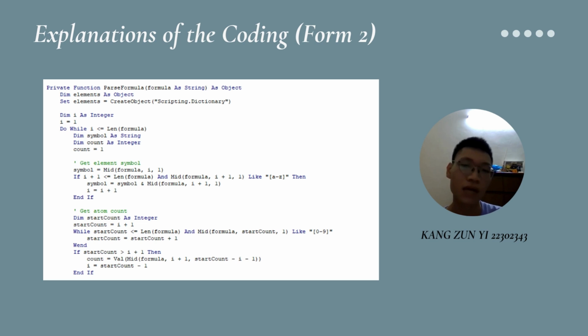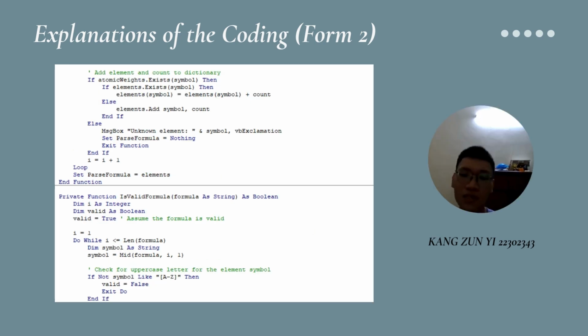The function checks the identified element against the predefined atomic weight list to ensure it's valid. If the element exists, it adds the element and its count to the dictionary, combining counts for duplicate elements. If the element isn't recognized, it shows an error message and exits. Once complete, the function returns the dictionary containing all elements and their counts, making it a critical step in parsing and validating the chemical formula.